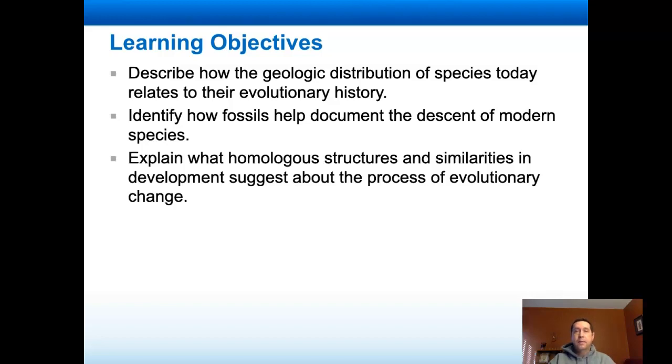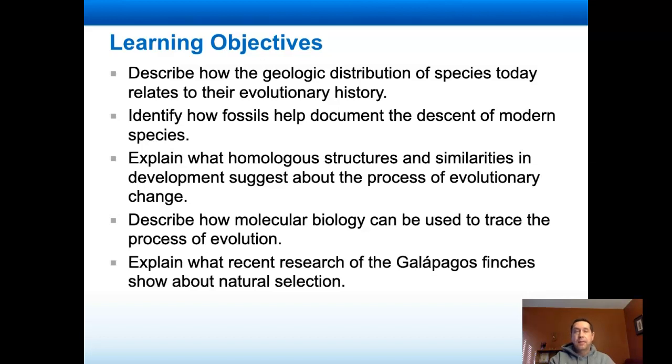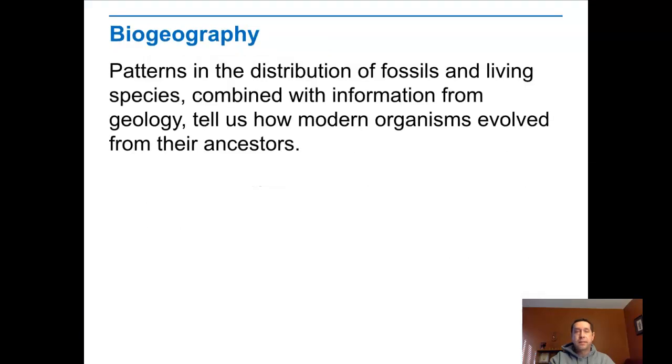What homologous structures, analogous structures, and vestigial structures tell us about evolutionary change and evolutionary relationships, and how molecular biology can be used to trace the process of evolution and support the idea of evolution by means of natural selection. And then we'll look at what some of the recent research on the Galapagos finches shows about natural selection.